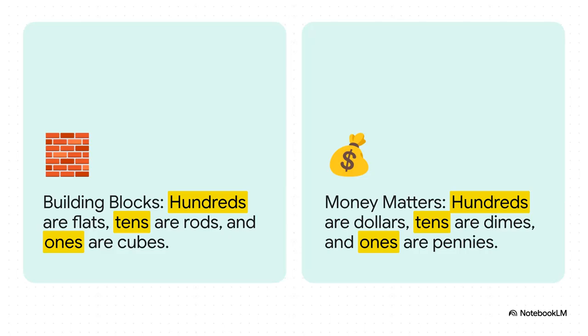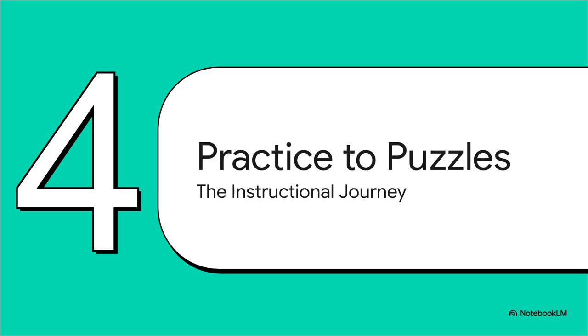And this is just a brilliant teaching technique. You never rely on just one analogy. By connecting place value to both these abstract blocks and something familiar like money, you anchor the concept in multiple parts of the brain. It builds a much stronger, more flexible understanding, and it just dramatically increases the odds of that aha moment.